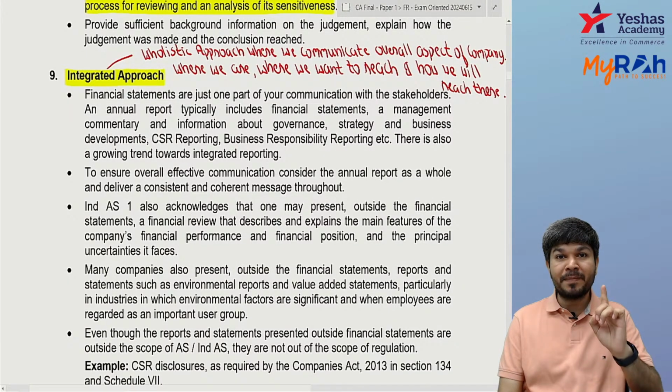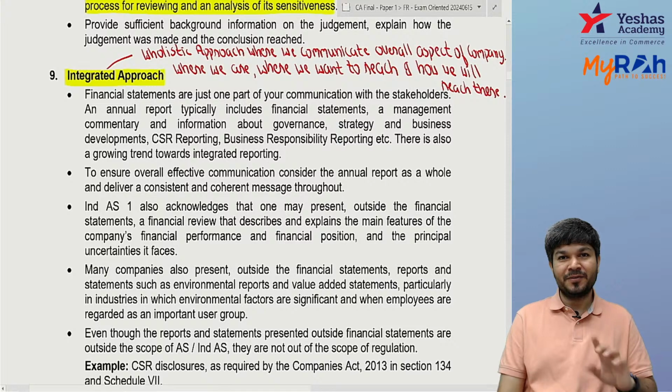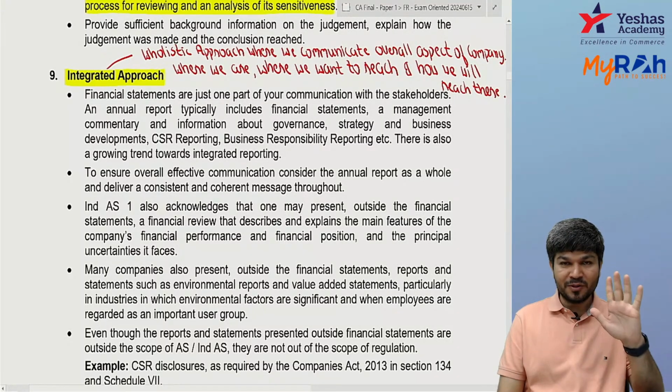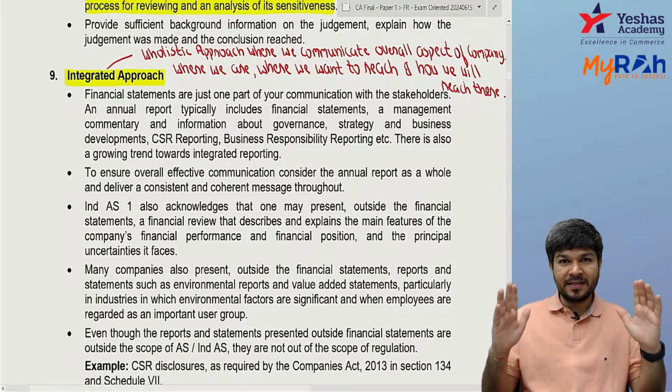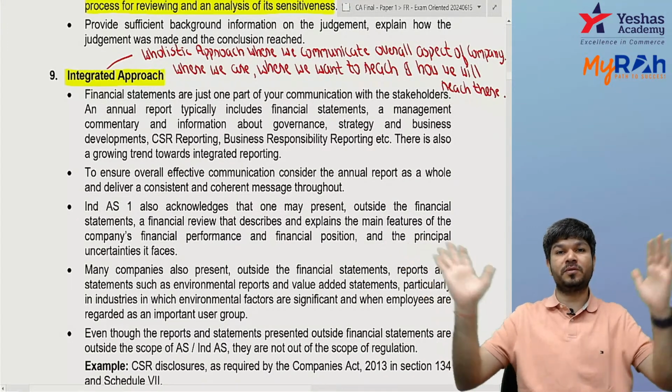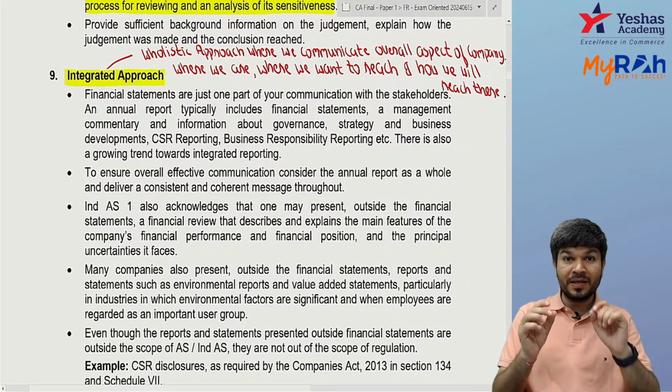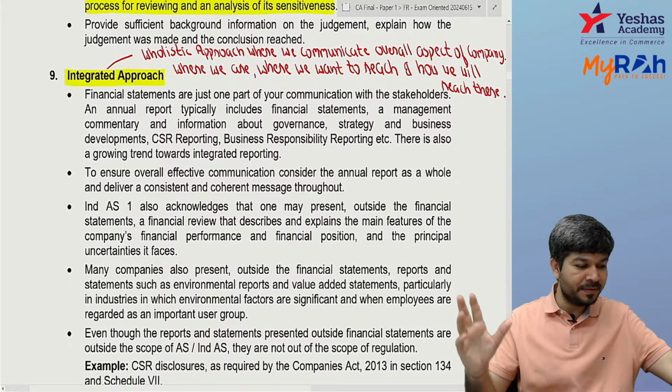And see, Ind AS applies to financial statements. Your Ind AS are applicable to financial statements. The question is, if I have some integrated reporting done, I give some other reports, whether Ind AS will be applicable to them?